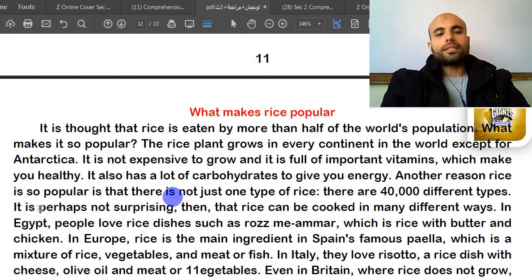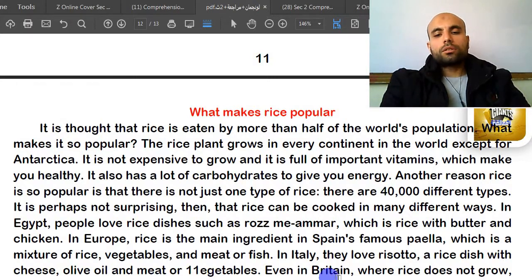Another reason rice is so popular is that there is not just one type of rice. There are 40,000 different types. It is perhaps not surprising then that rice can be cooked in many different ways. In Egypt, people love rice dishes such as rose mu'ammar, which is rice with butter and chicken. In Europe, rice is the main ingredient in Spain's famous paella, which is a mixture of rice, vegetables, and meat or fish. In Italy, they love risotto, a rice dish with cheese, olive oil, and meat or vegetables.